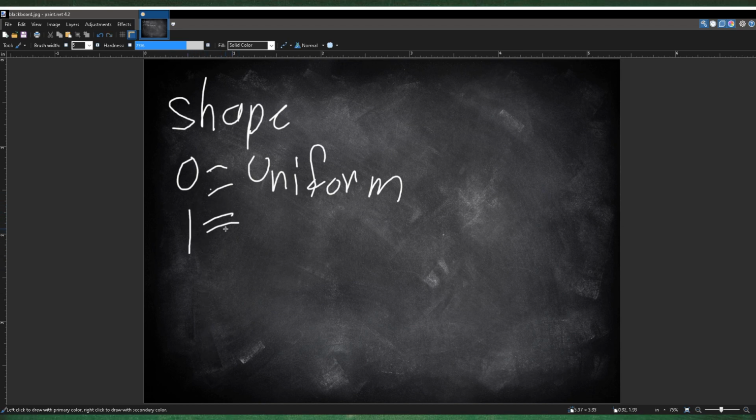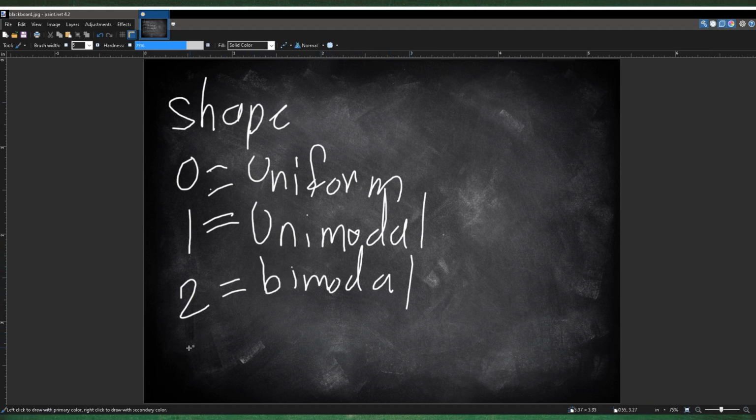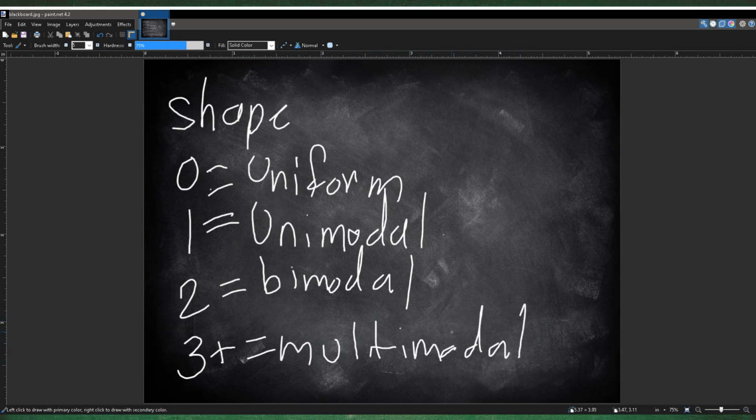And if they have one peak, like the normal model, it's called unimodal, because the way you describe peaks in statistics is that you call them modes. The modes are basically the same thing as peaks. Then you can have two, which you could say is bimodal, because bi means two. And if you have three or more, we usually just call it multimodal, because there's a lot of them.